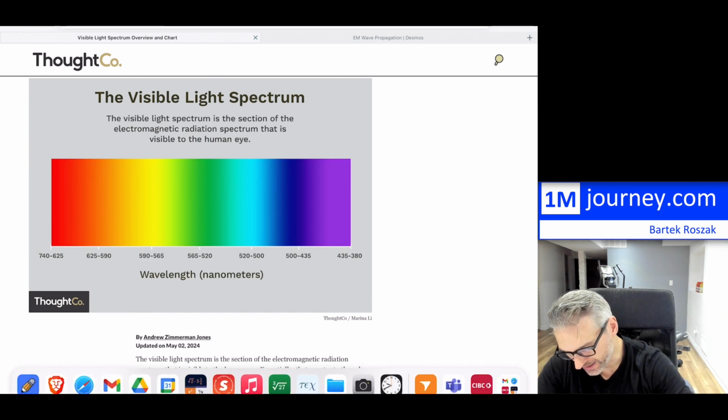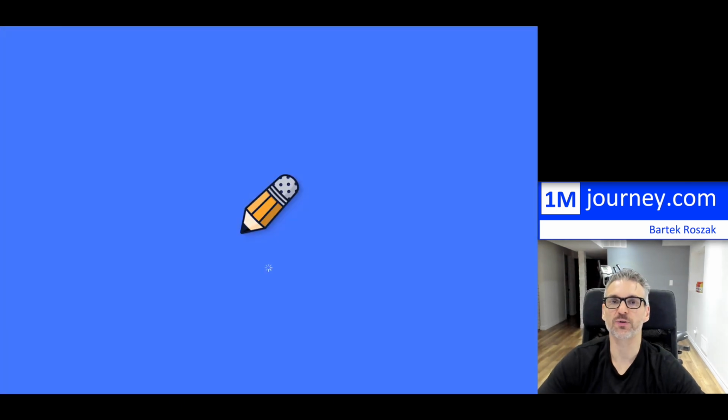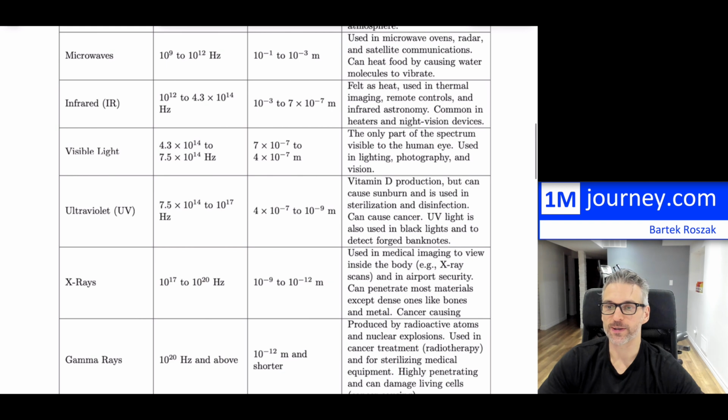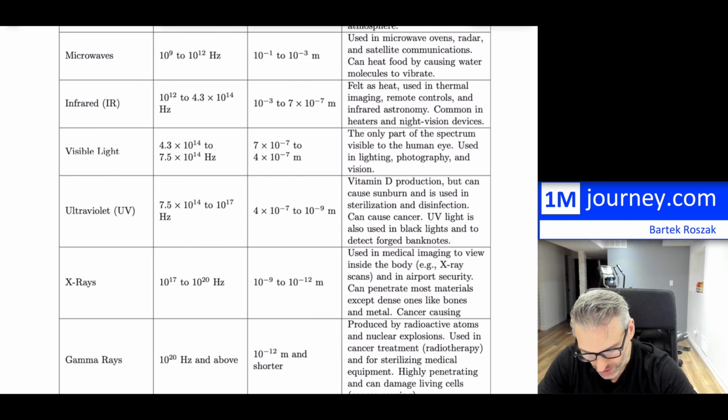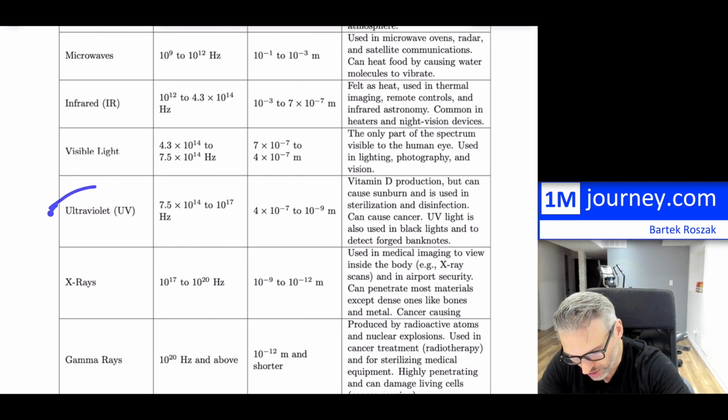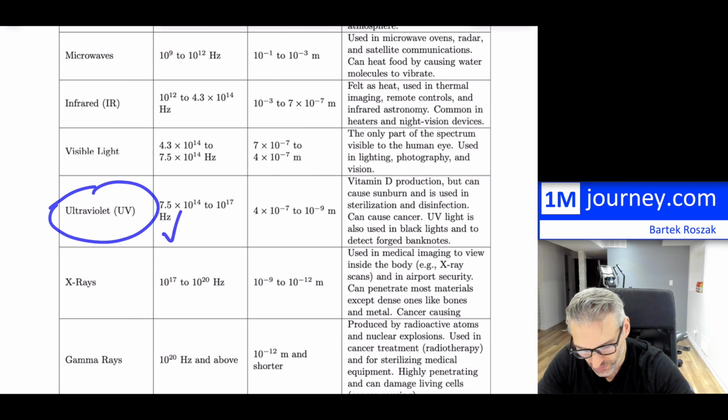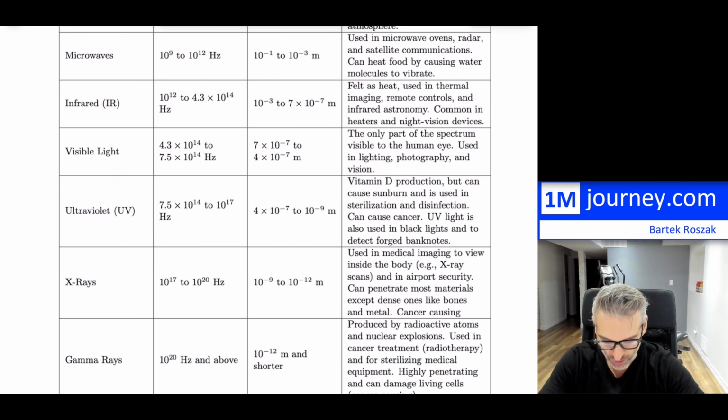So if I go back into the table, within here, so let it load. So there you have it. So here is our next, ultraviolet. So those are the UV rays. This is kind of where we're generating our vitamin D, but we can of course get sunburned from that. It is also used in various sterilizations, disinfections.